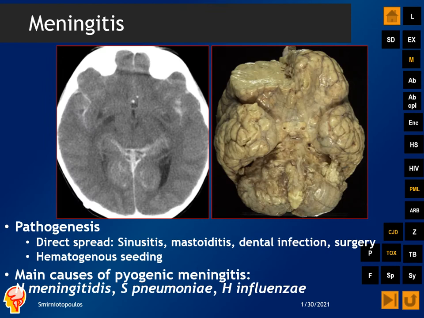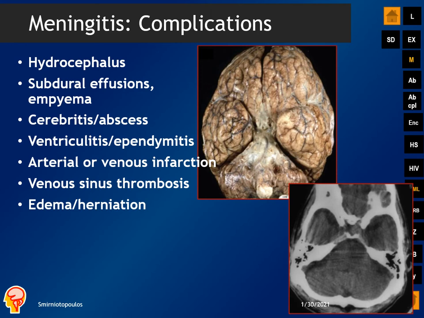Complications of meningitis include hydrocephalus. Basically, you're either gumming up the flow of CSF in the subarachnoid space or you're plugging up the arachnoid granulations; subdural effusions and empyema, as we have already seen. We can also have complications that are intraaxial or parenchymal: cerebritis and abscess, ventriculitis and ependymitis. And again, because of the thrombophlebitis, we can have arterial or venous infarction and thrombosis of the large dural sinuses, leading to edema, mass effect, and herniation.